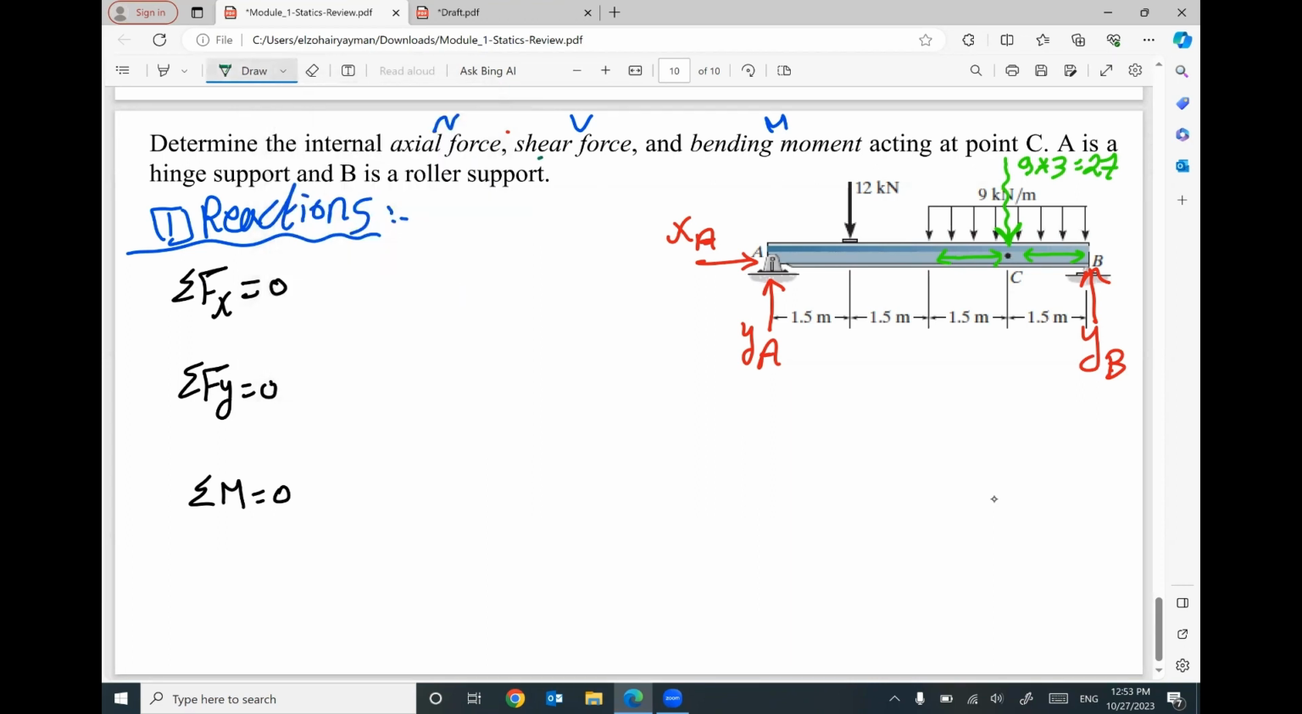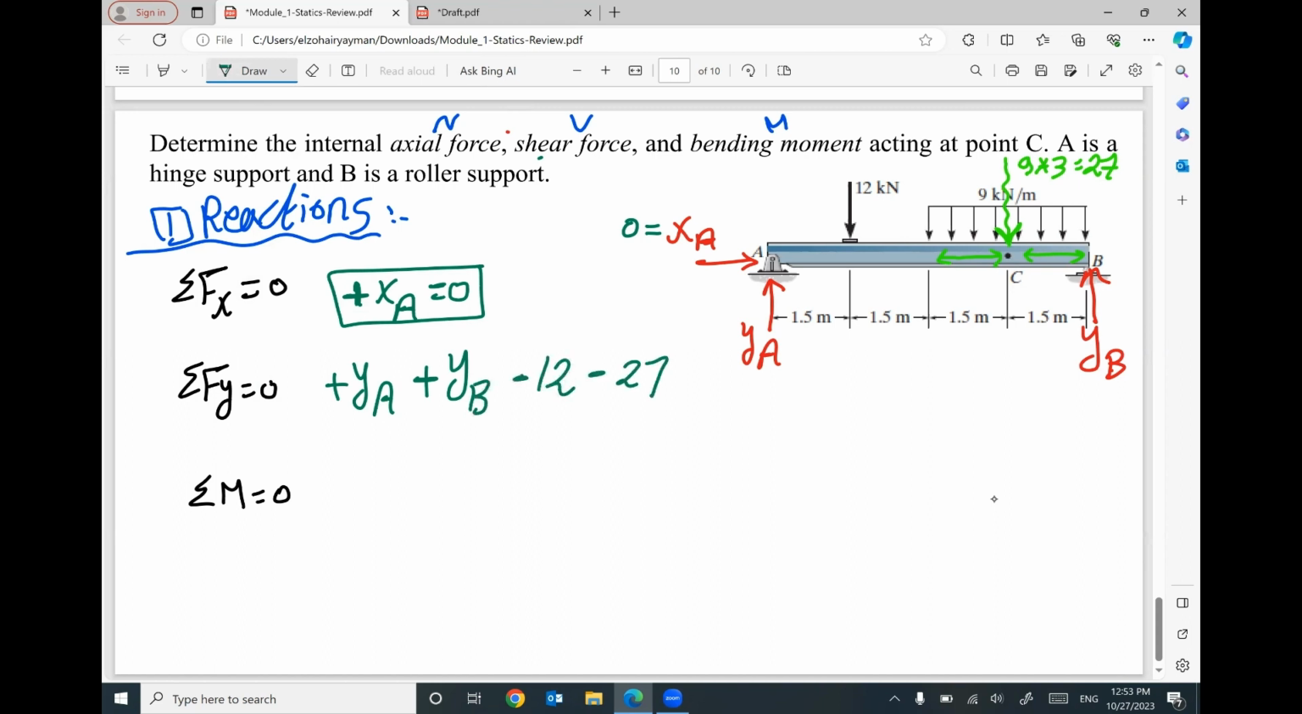Summation f of x equals 0. I have only positive XA, nothing else, equals 0. So this reaction will be 0. Summation f of y equals 0. I have positive YA, I have positive YB, I have negative 12, I have negative 27 equals 0. So YA plus YB will equal 39.